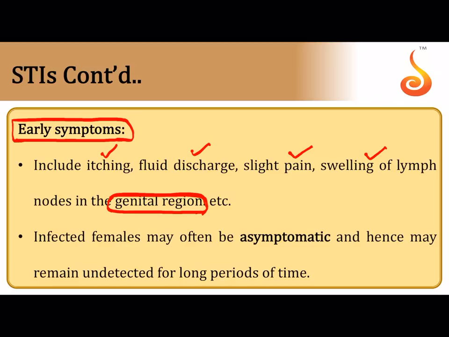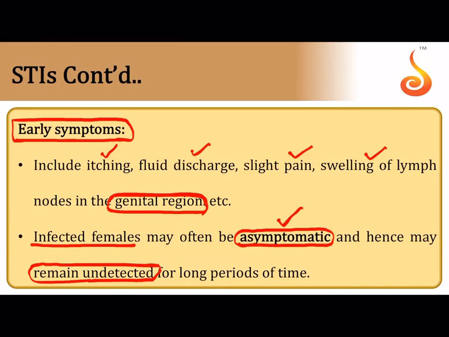Another thing of concern when we talk about sexually transmitted infection is that research has found that infected females may often remain asymptomatic for a very long period of time, meaning they may carry the pathogen in their system. They may have the bacteria or virus in their system, but they may not show any symptoms at all, isn't it? So if it remains asymptomatic, then it may remain undetected for a very long time.